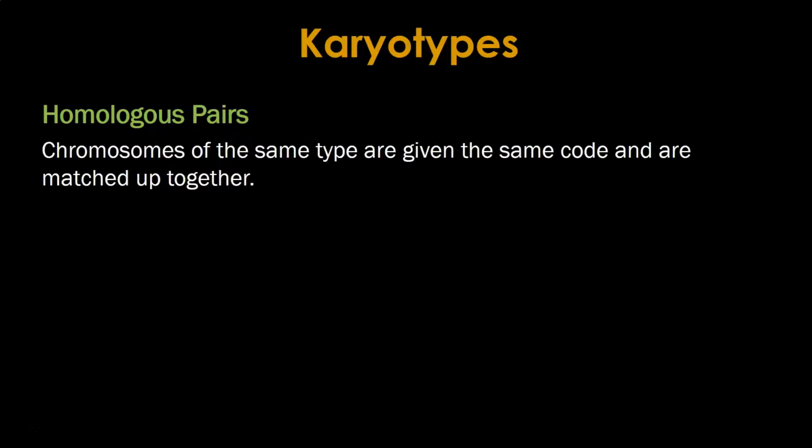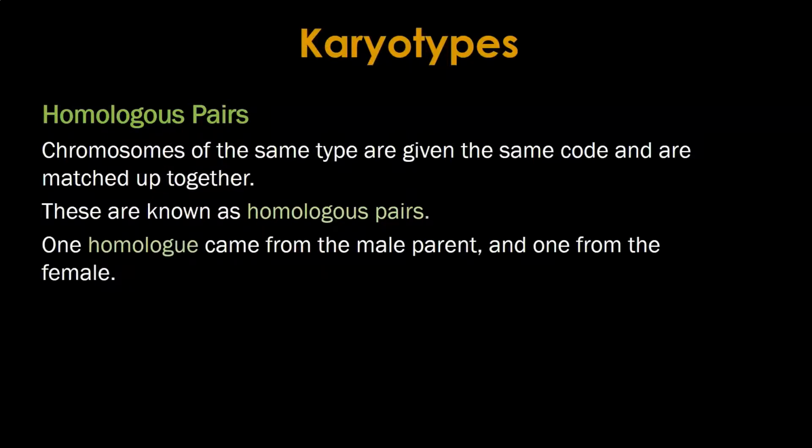And so in making a karyotype, the geneticist will find both of the chromosome 1s and will stick them next to each other, will match them up on the screen. And those matched pairs are called homologous pairs. Each of the individuals is known as a homologue. And as I've already said, one homologue comes from mum and one comes from dad. Together, they make up a homologous pair.